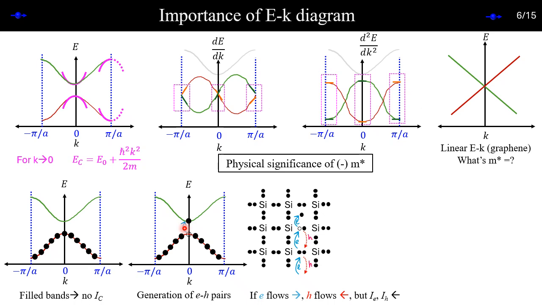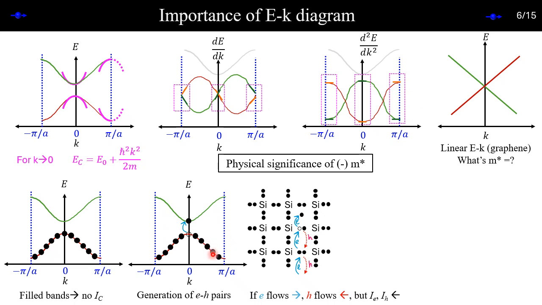Still, will you have net current in this case? You have not applied any bias voltage, no external force, so you won't have any current, right? Why? Because it is symmetric. Whatever the plus k and minus k states are, they are symmetric, so plus and minus will cancel each other.